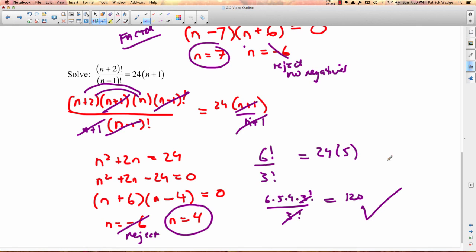Okay, that is factorial notation. You want to definitely make sure you understand this because for the rest of the chapter you'll be using factorial notation a lot.